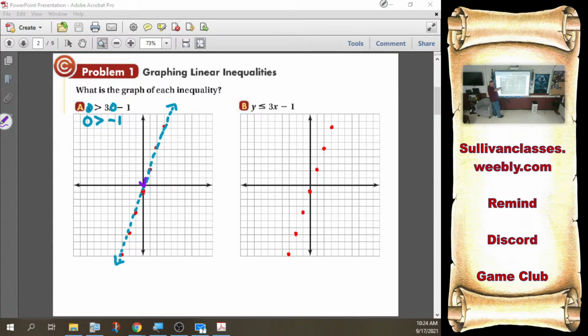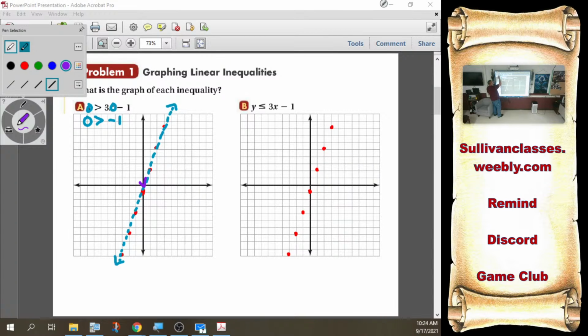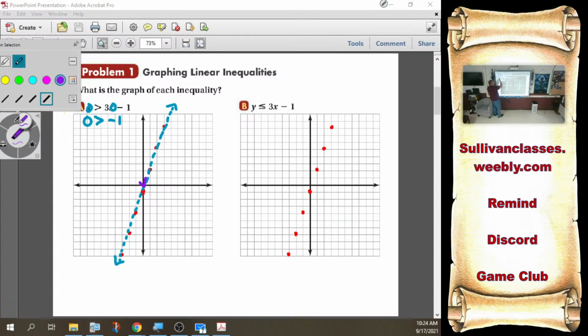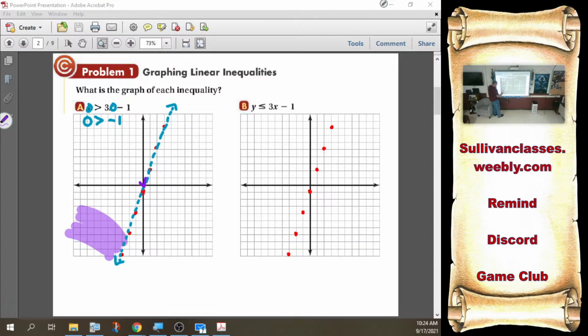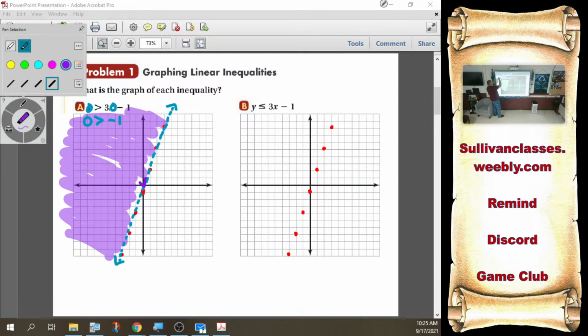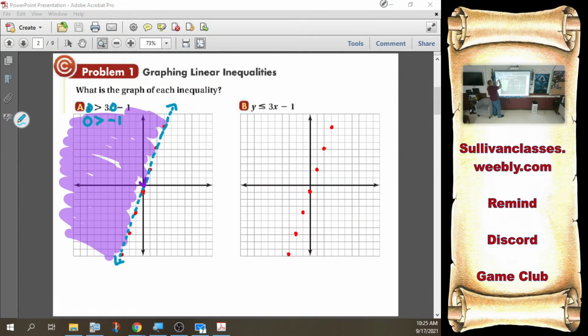That's just, I got a fat marker up here. That means everything on that side is also a solution. Okay. Next one. Same idea, but solid or dotted? Solid. Now it's less than or equal to.